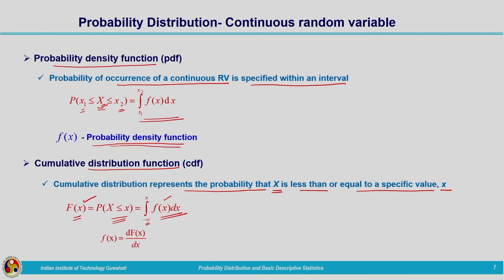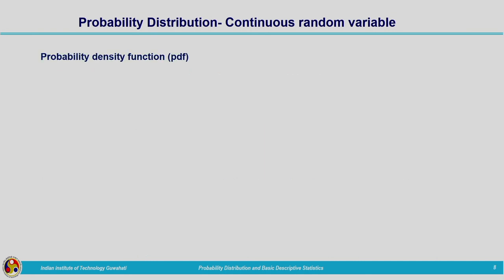So f(x) is given by dF(x) divided by dx. One is the integral of the other, and we can find out the probability density function by differentiating the cumulative distribution function. Now we can plot the curves related to the probability density function and cumulative distribution function in the case of a continuous random variable. So the probability density function, PDF, we will start.